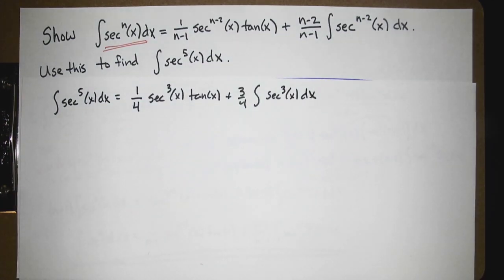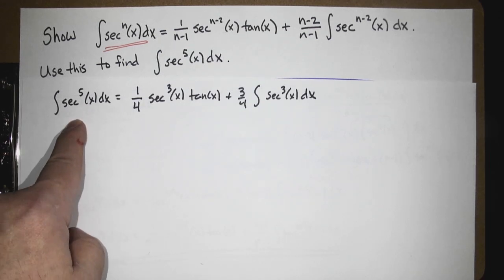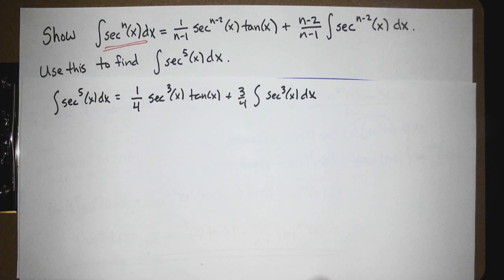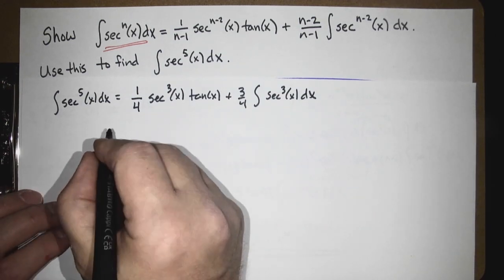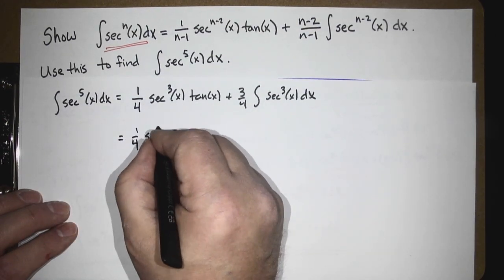So we apply the rule once. Are we done? No, because we still have an integral. But what we've done is we traded a hard integral for a slightly less hard integral. How does one integrate secant cubed? We apply the formula again.